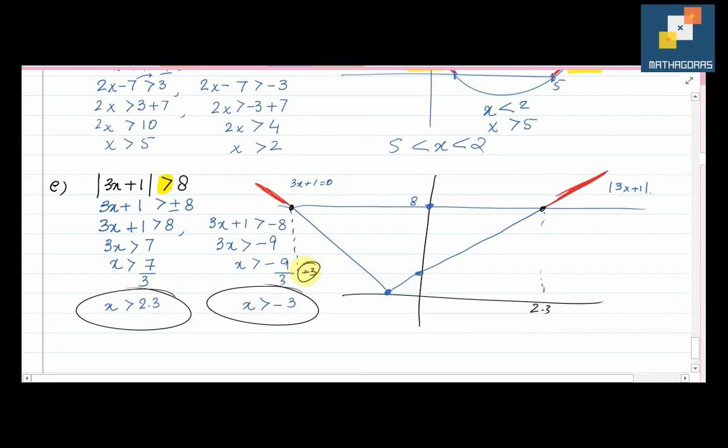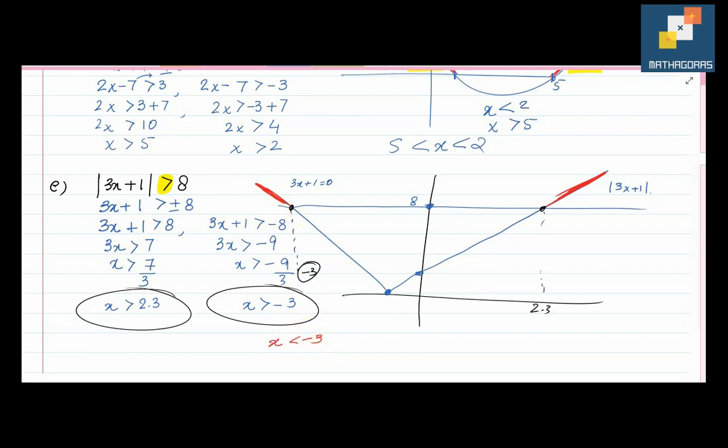We need to go outside the curve. Here the value is -3. If I need to move outside the curve, I need a value that should be less than -3, right? Because we are moving on the left side, and when we move on the left side, the value of x decreases, right? So we need a value of x that should be less than -3.